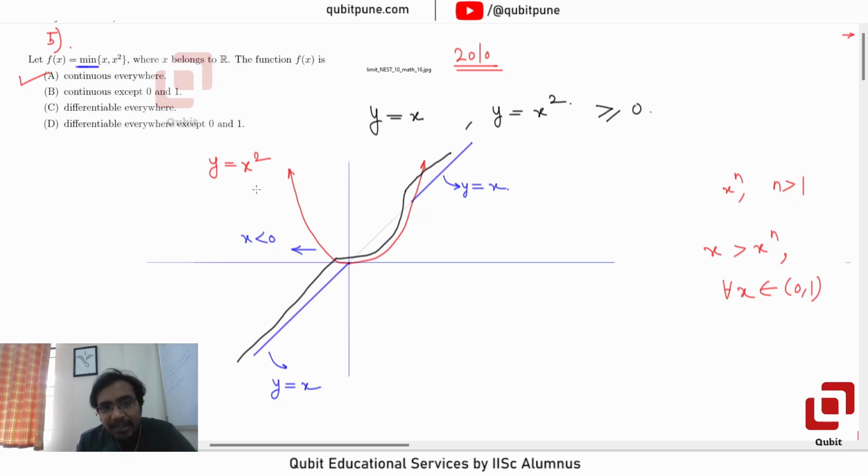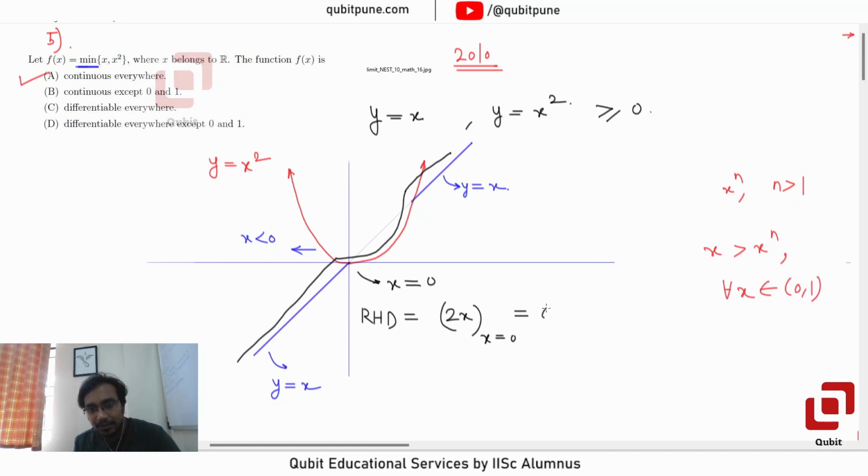Now, is it differentiable everywhere? It's not differentiable everywhere. It is differentiable everywhere except two locations. Which two locations can we see from the graph? X equal to 0. What is the right hand derivative? The right hand derivative is 2x at 0, that is 0. But what is the left hand derivative? It's a line, derivative of line. Well, y equal to x has constant derivative, so that's 1. Unequal, so it's not differentiable at 0.